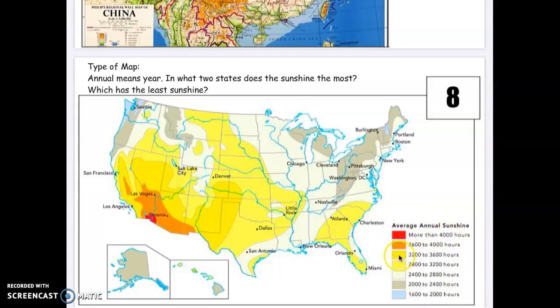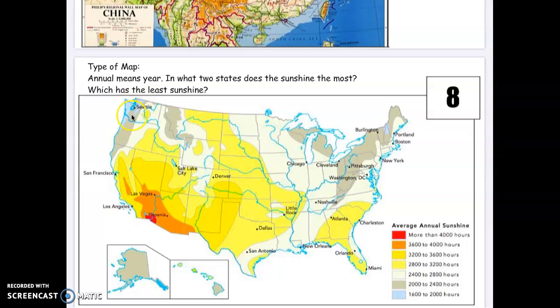So when we look at our map key, more than 4,000 hours of sunshine per year, annually, is red, all the way down to blue, 1,600 to 2,000 hours per year. So those are the colors that we're looking for, the most is red. So we can say right in this area of Phoenix, okay, in the southern part of Los Angeles, maybe the San Diego area. And then when we look at the least, we'd have right up in this area in New Hampshire. Okay, Vermont, New Hampshire, Maine, right in this area here.